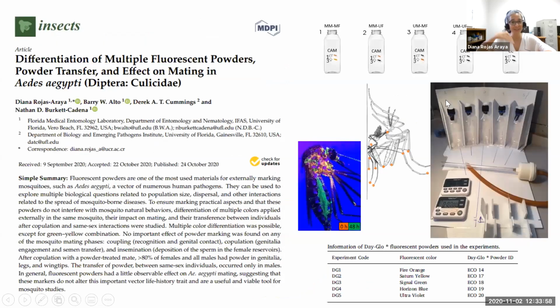Then the next 3 experiments are summarized here. One experiment was related to the effect of the powders on the copulation aspects of Aedes aegypti, and 2 were practical things: if we were able to use a multi-marking approach, that means using more than one powder in the same female, if we were able to see different colors, and also if they were going to be transferred between an unmarked and a marked mosquito.